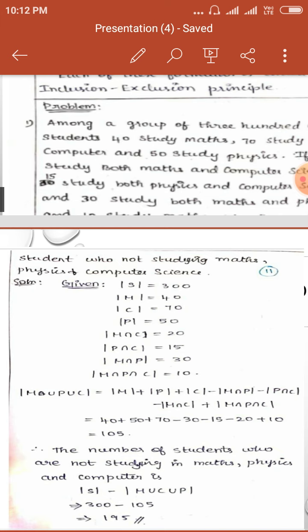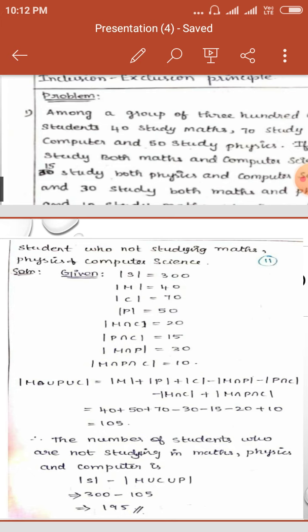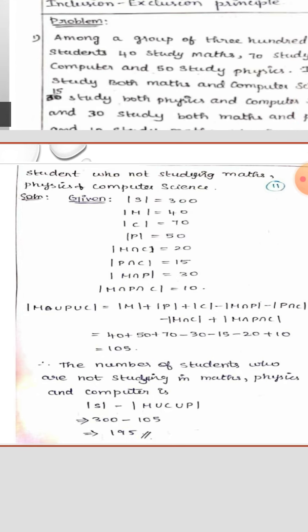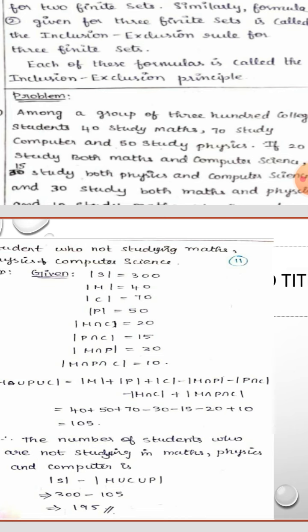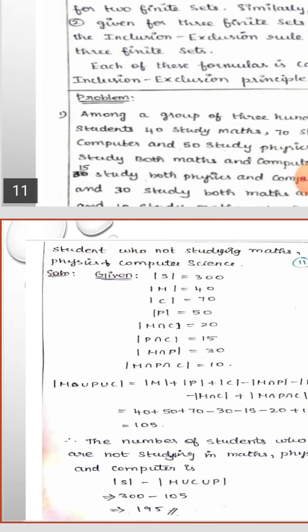So first we have to find the union by using the principle of inclusion and exclusion formula. That is cardinality of M union P union C. M is mathematics, P is physics, C is computer science. Modulus of M union P union C is equal to modulus of M plus modulus of P plus modulus of C minus modulus of M intersection P minus modulus of P intersection C minus modulus of M intersection C plus modulus of M intersection P intersection C. Substitute all the values, we get the answer 105.